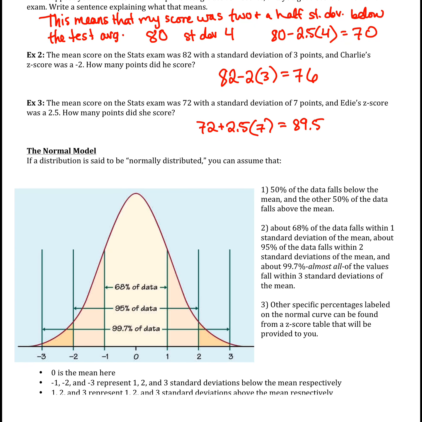All right, well, let's go back to this normal curve that we loved so much first semester. Remember, 50% of your data is going to fall on either side of your mean, so above and below. 68% is within 1 standard deviation of the mean, 95% is within 2 standard deviations, and 99.7% of the data is within 3 standard deviations.